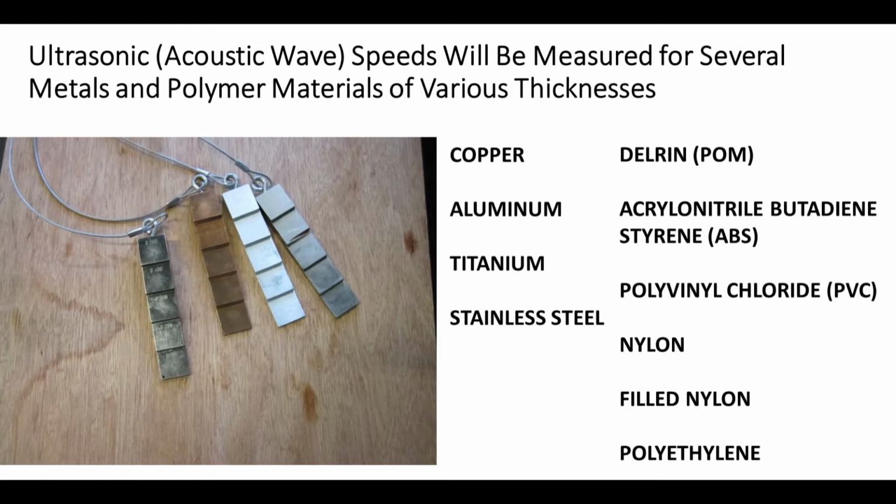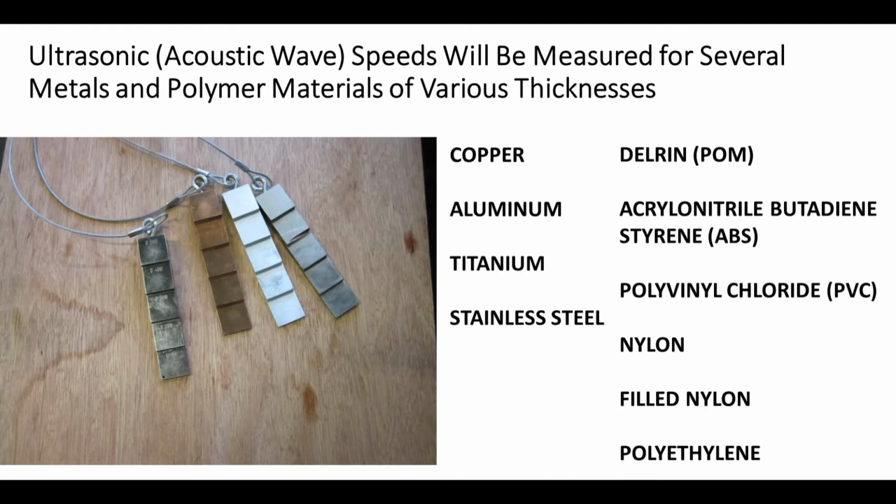We will be measuring the acoustic wave speeds for several different metals and several different polymer materials. For each material, we will measure the transit time for different thicknesses of the material. To do this, we have made a series of step-like samples in which each step is a different thickness, and that allows us to determine the accuracy of the measurement of the transit time.